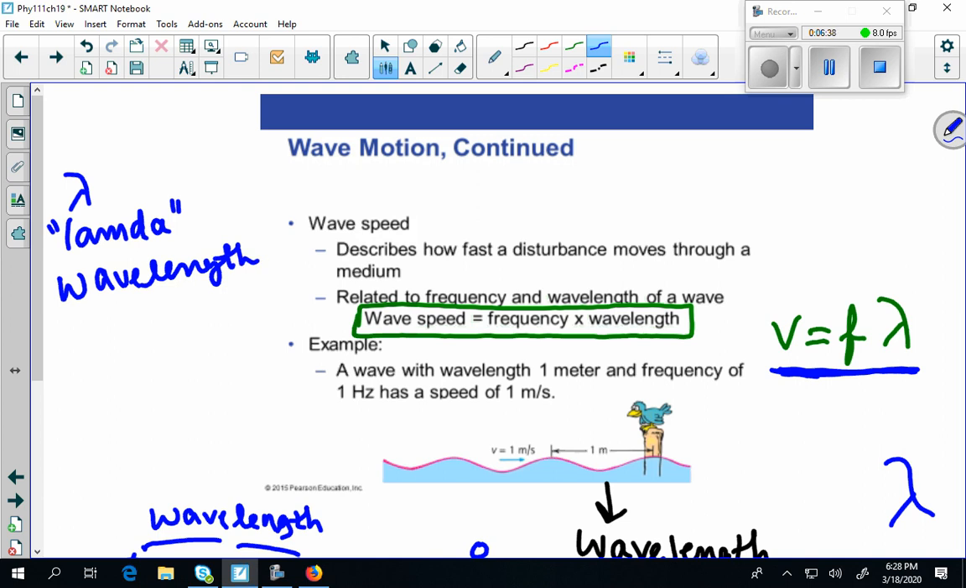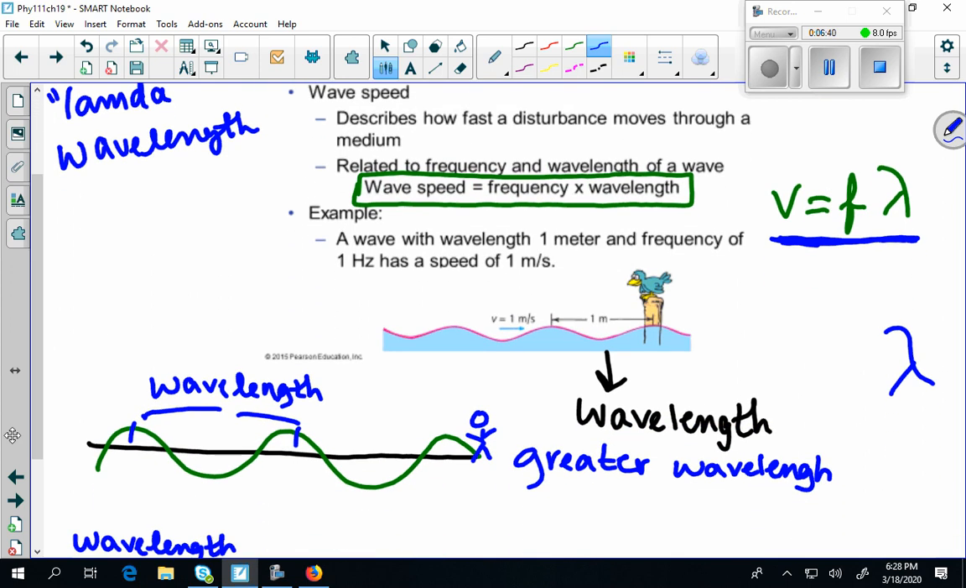So for example, if you have a wave with a wavelength of 1 meter and it has a frequency of 1 hertz, it has a speed of 1 meter per second. So let's picture this little bird. He's right here at the crest of this wave. In 1 meter of space, that next crest is going to get to him. And if it's moving at 1 meter per second, that's going to happen in 1 second.